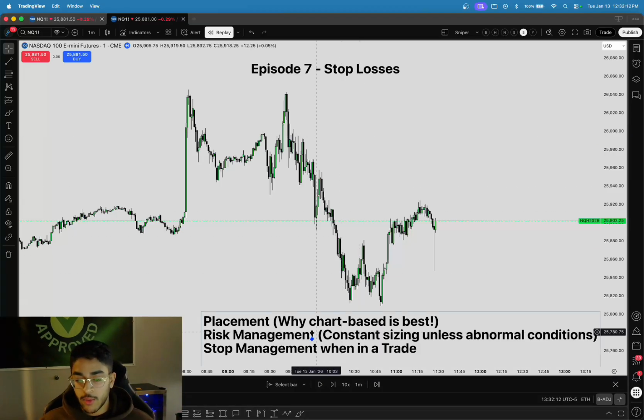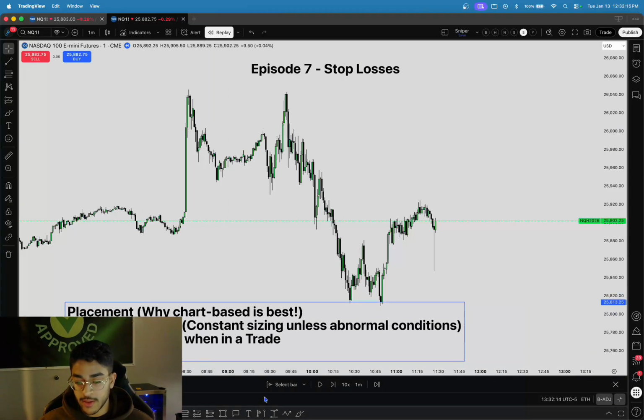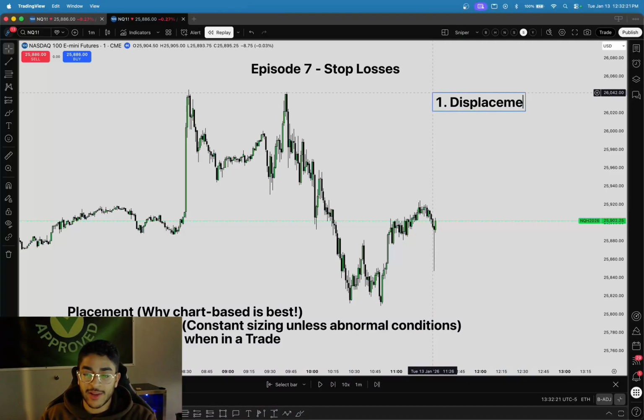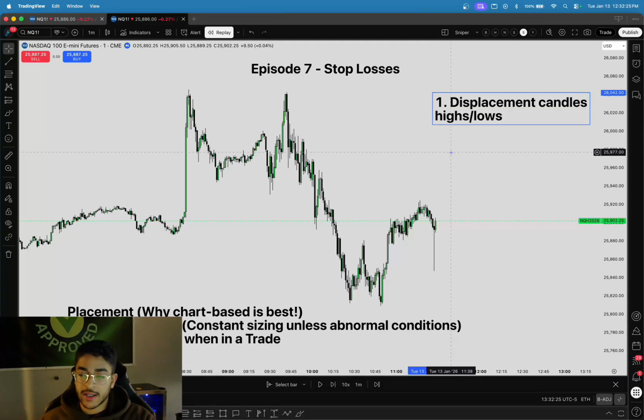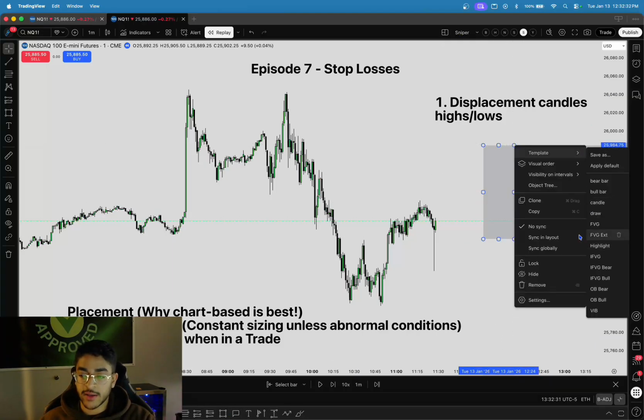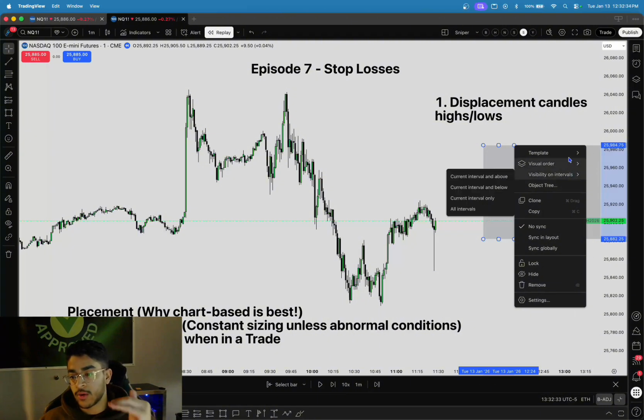So number one, like I said, we're going over stop placement. What PD arrays do I base my stops on? Generally, displacement candle highs and lows. Right? Displacement candle highs and lows. What does that mean? It's just the candle that gives us the inversion itself. Generally, that is a safe candle to place your stop at the low or the high of.